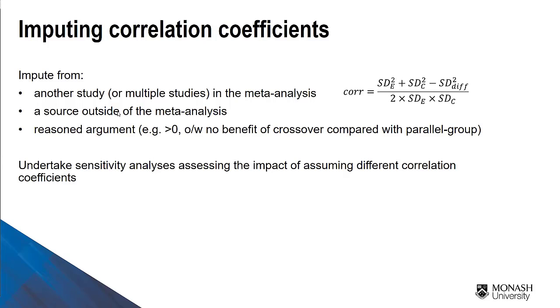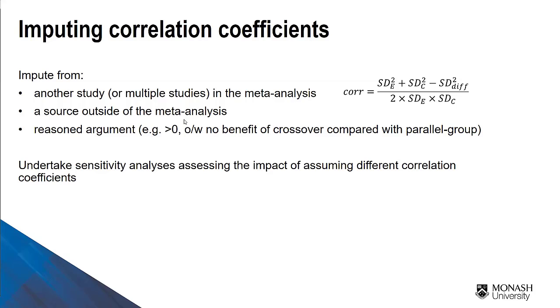So where would we get this correlation from? Well, we could get it from another study. So if we've got other studies in the meta-analysis that, for example, report the standard deviation of the differences and the standard deviation in the experimental and control groups, then we can use that information from another study to back calculate what the correlation is, and we can then use that correlation to calculate the standard deviation of the differences for the particular study in question.